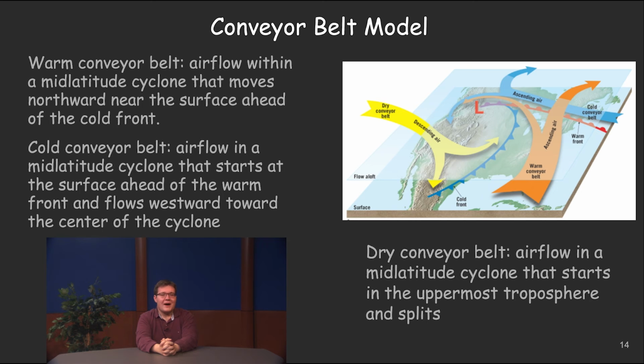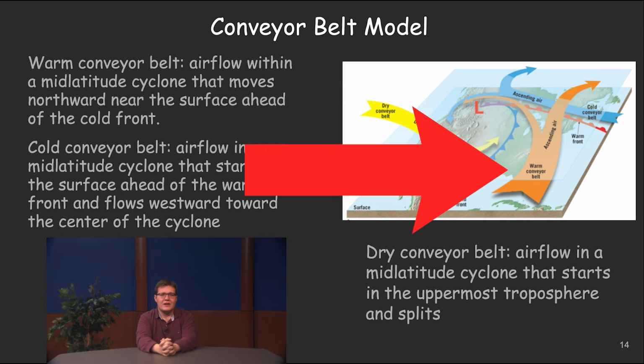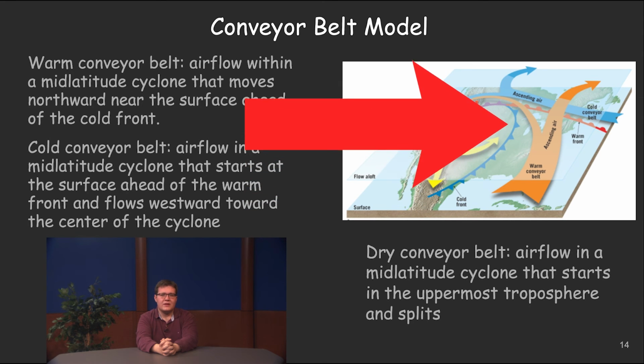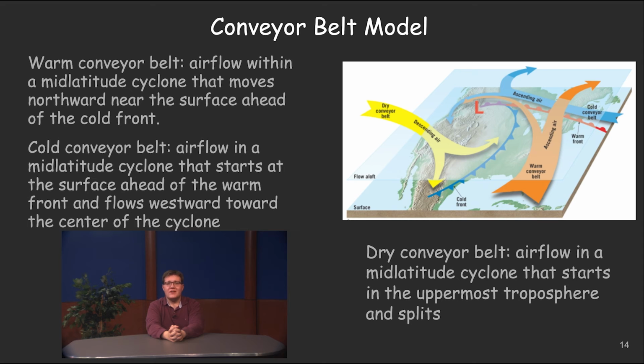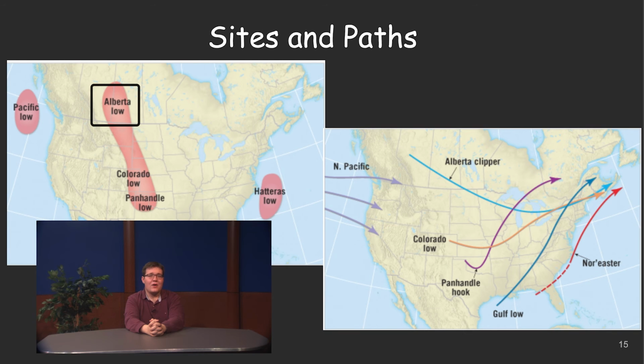Conveyor belt model. Warm conveyor belt is the airflow within a mid-latitude cyclone that moves northward near the surface ahead of the cold front. Cold conveyor belt is the airflow in a mid-latitude cyclone that starts at the surface ahead of the warm front and flows westward towards the center of the cyclone. Dry conveyor belt is the airflow in a mid-latitude cyclone that starts in the uppermost troposphere and splits.